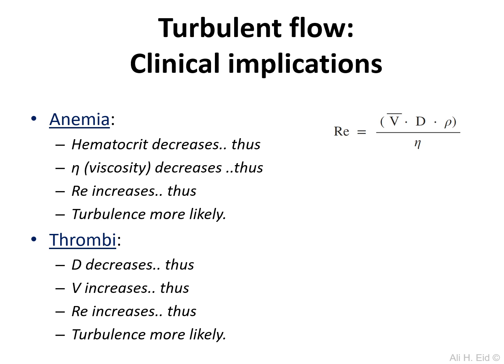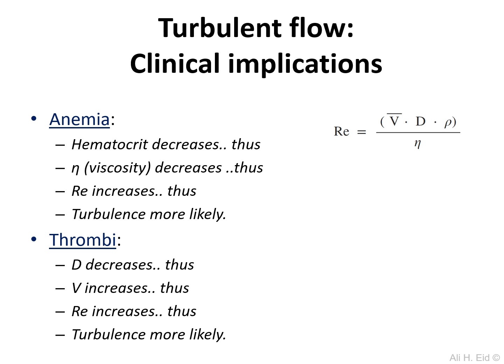Let's take some of the examples that will show us how turbulence has clinical implications. In cases of anemia, hematocrit is going to be decreased, viscosity is going to decrease, and thus Reynolds number is going to increase, and thus will be more likely to have turbulence.